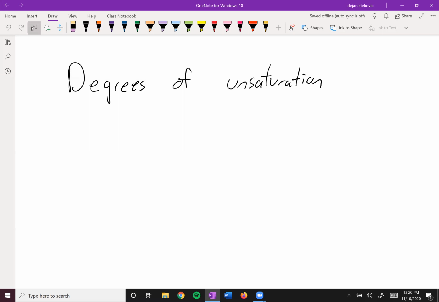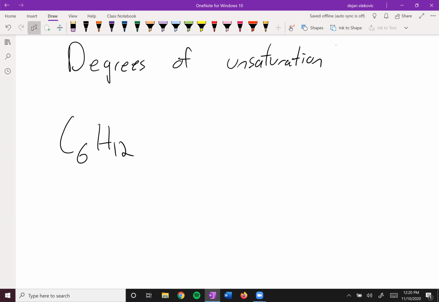All right, so maybe from your rule of 13 and a mass spec, you think that your formula is C6H12, right? And so it's C6H12. There's a bunch of different compounds that you can draw that are C6H12, right? A bunch of different constitutional isomers.